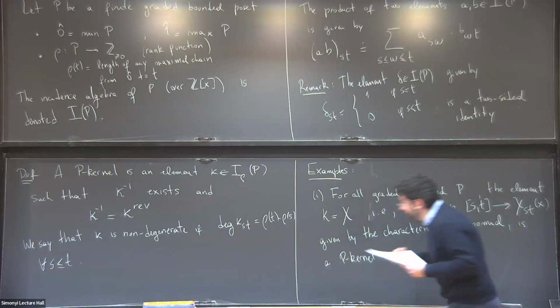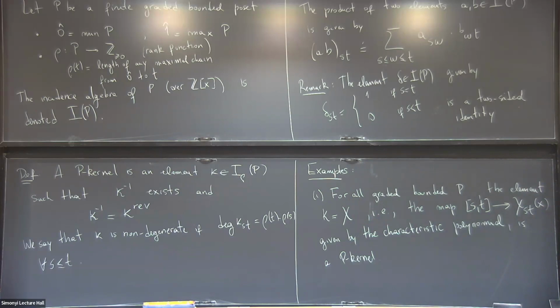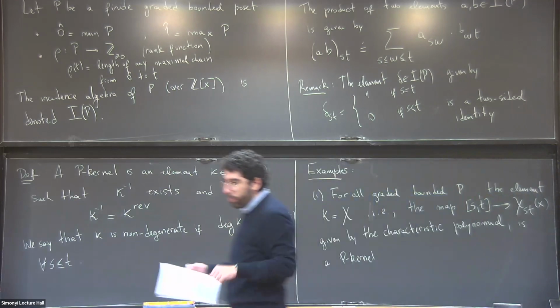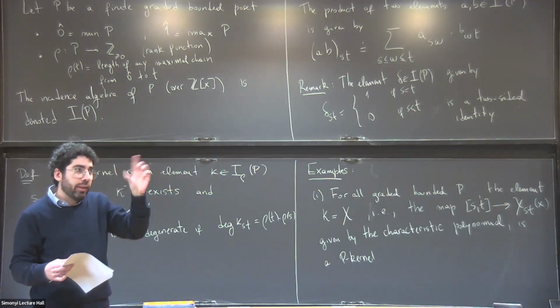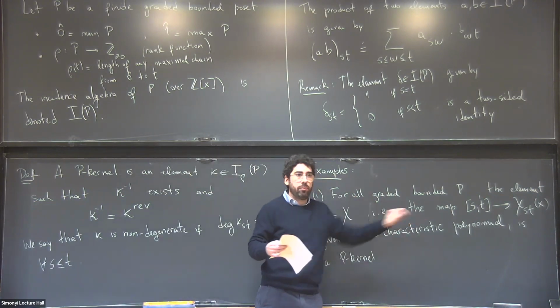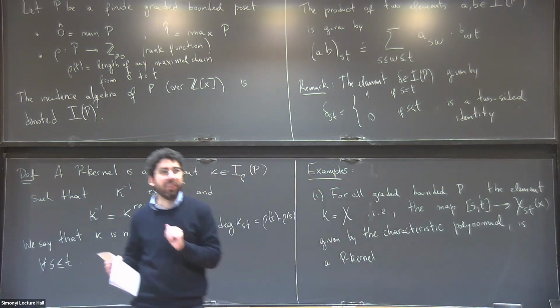So what I'm saying here is the following. Take any graded bounded poset. Take any interval. You can define for every interval the characteristic polynomial. The characteristic polynomial will just be, if you put the Mobius numbers and then sum for every level the Mobius numbers and collect those into a polynomial, well, that's the characteristic polynomial. If you do that for every interval, this map is a picker.